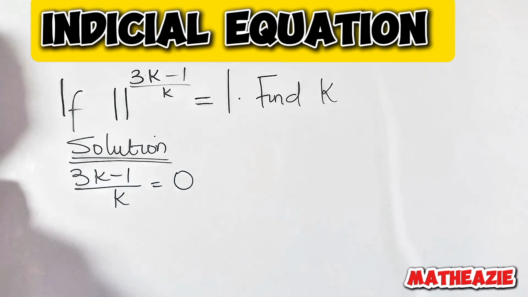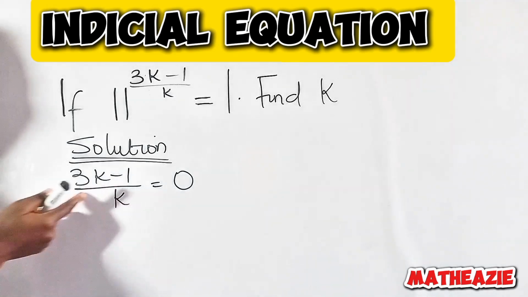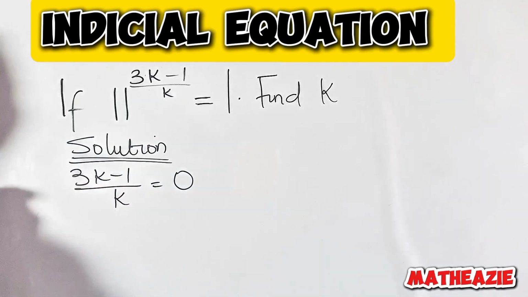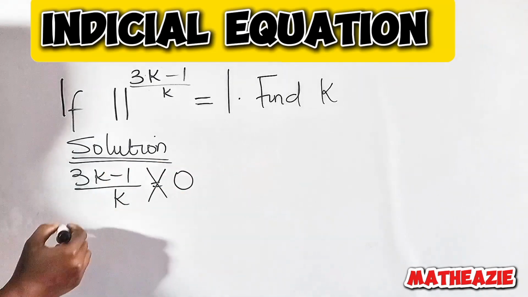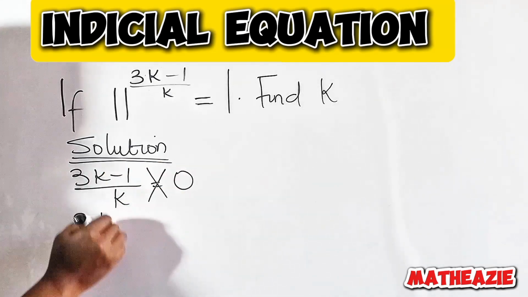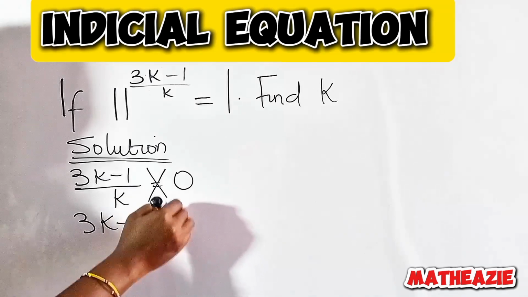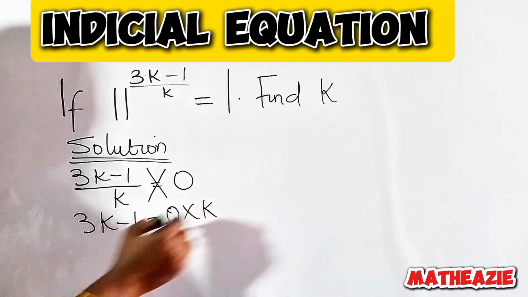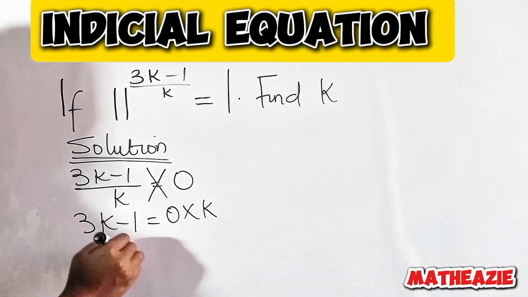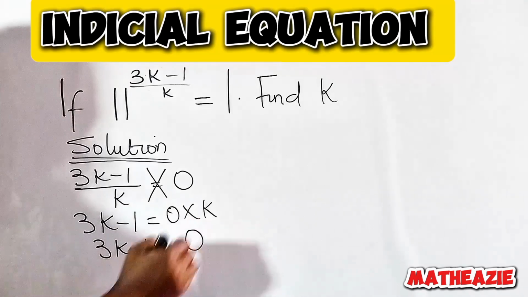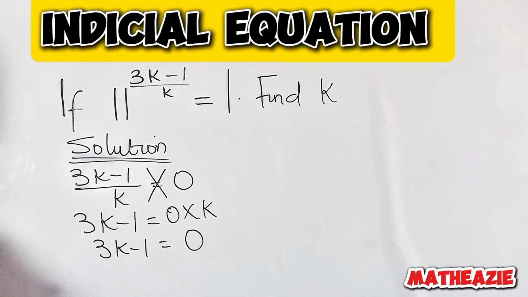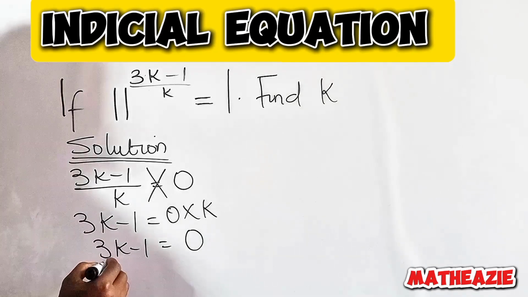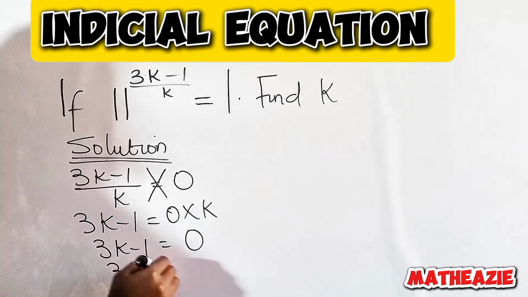Now the next thing is for us to eliminate this fraction on the left hand side through cross multiplication. If we cross multiply, we have 3k minus 1 equals 0 times k. This gives us 3k minus 1 equals 0. Now we add 1 to both sides of the equation, and we have 3k equals 1.